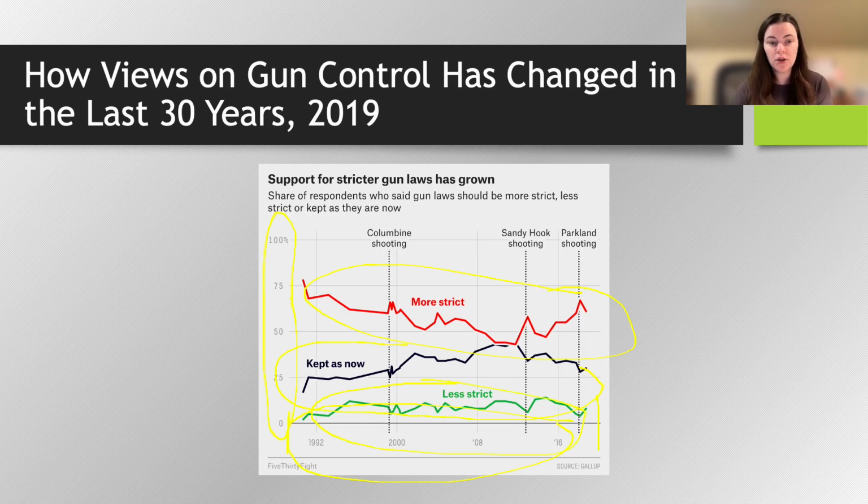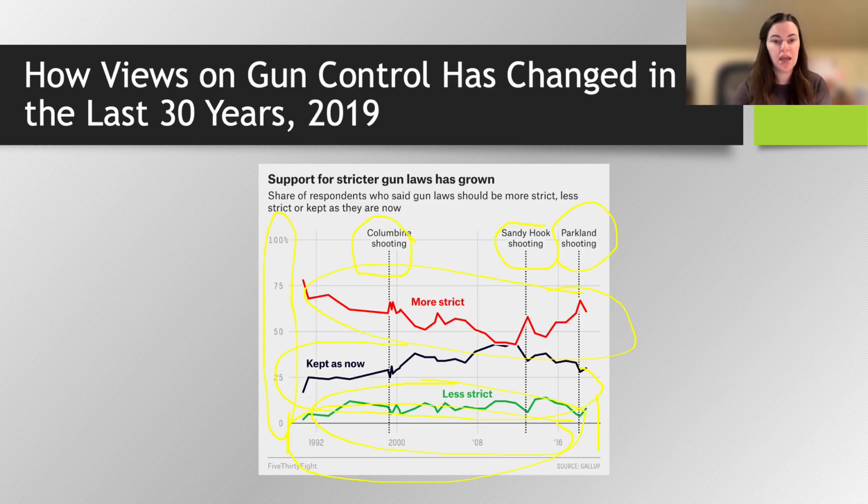What's also fairly interesting about this graph as well is it shows us different time points with respect to broader societal ills that were happening with different shootings. And so in this case, we see the Columbine shooting just prior to 2000, the Sandy Hook shooting, and the Parkland shooting.